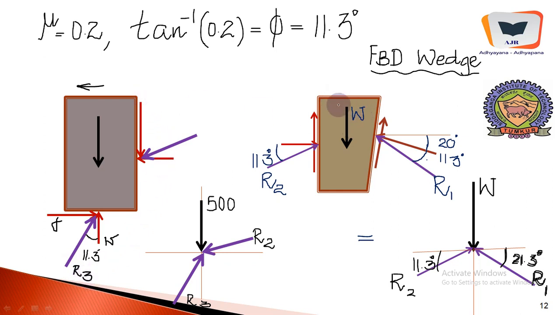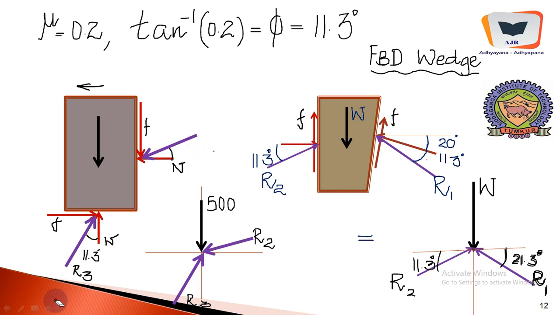Since this particular wedge is going downwards, it is going to experience the frictional force upwards, both here as well as here. Therefore, at the interface, the frictional force, which is equal to this, will be acting downwards, equal and opposite. And this is the normal reaction. Therefore, R2 will be going like this, and this inclination is nothing but 11.3.